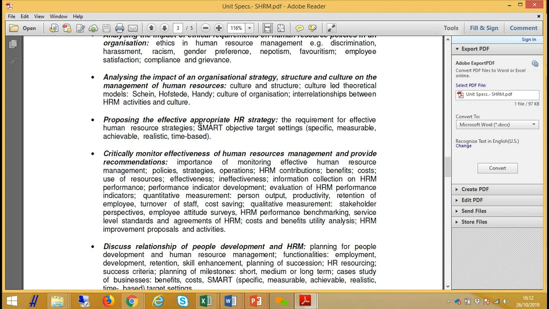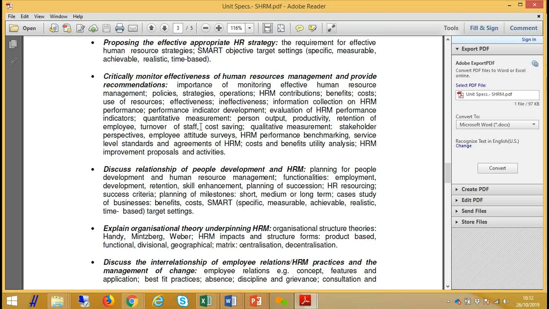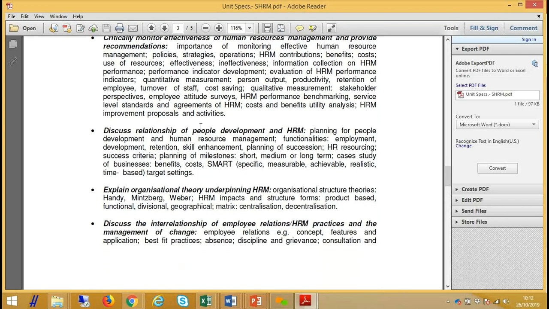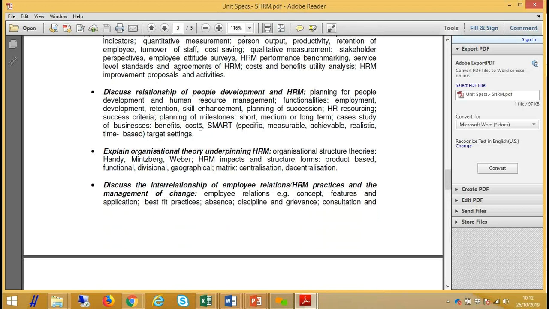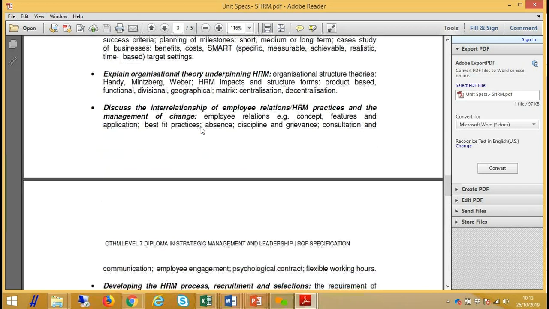Critically monitor the effectiveness of HR management and the ability to provide recommendations to improve HR practice and strategy. The relationship between people development and HR, so looking especially at employee development and organizational development. And then a bit about the underpinning theories to HR, things like strategic theories. A few strategic management theories will be looked at, a few organizational theories will be looked at, and so on, by Handy, Charles Lindsberg, and Max Weber, and so on.